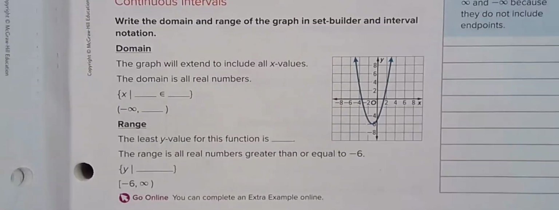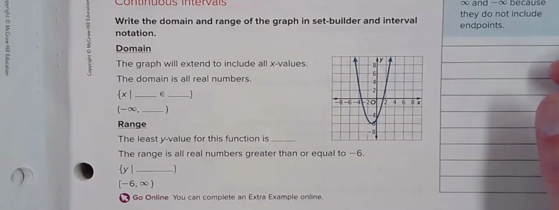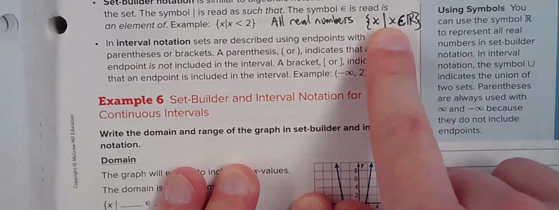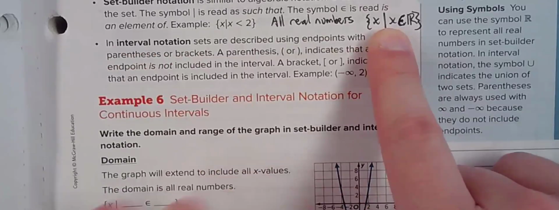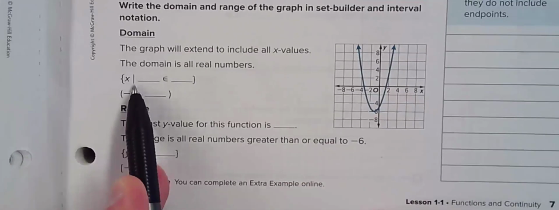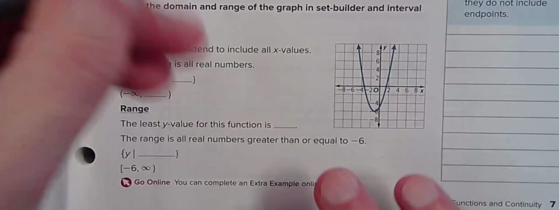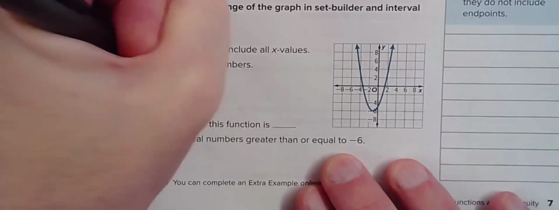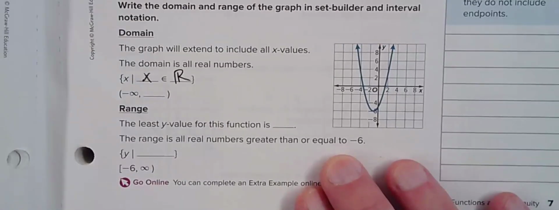So for the domain, this one goes left and right forever, which means that the domain is all real numbers. And since we just saw that one up here, I just wrote what all real numbers was. We're going to say all values of x. We'd read this, all values of x, such that x is an element of the real numbers. That's our domain in set builder notation.